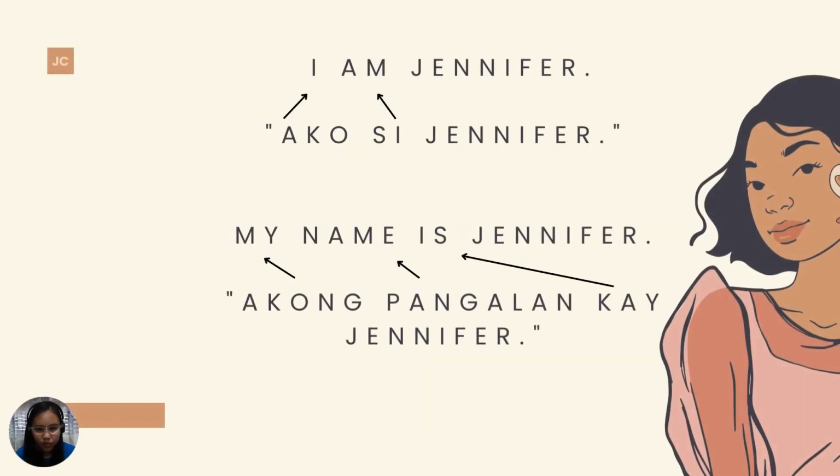So vice versa, if someone asks you what's your name, you can say ako si Jennifer. And in English, that's I am Jennifer. And the other way around, you can say akong pangalan kay Jennifer. So in English, that's my name is Jennifer. So I put here the arrow. This arrow is referring to the English words and the translations in Cebuano.